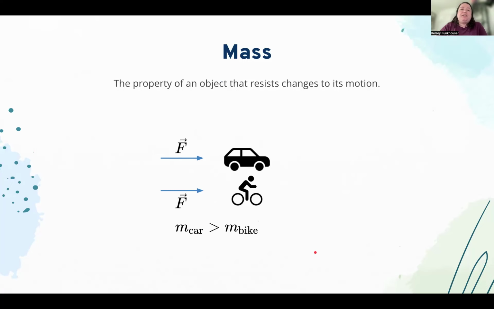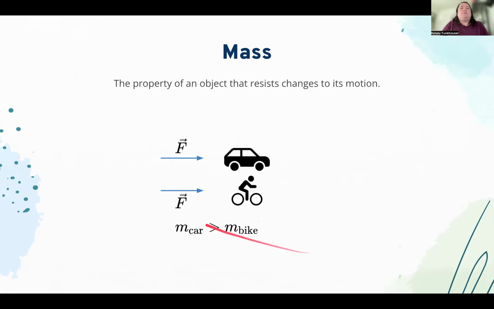This is due to their different masses. Mass is the property of an object that resists change in motion. A car obviously has a lot more mass than a bicycle, so it takes a larger force to get it moving.